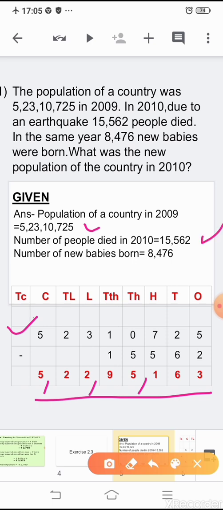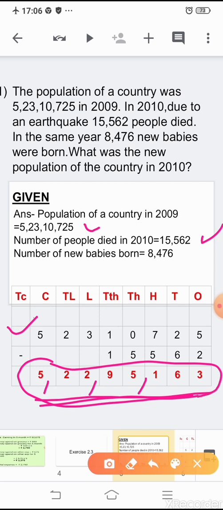We have subtracted it. Now the next statement tells us that in the same year 8,476 new babies were born. So when new babies were born, to this answer we will add the number 8,476. Whatever answer you have got, the remaining population, to this population you will add the number of new babies.